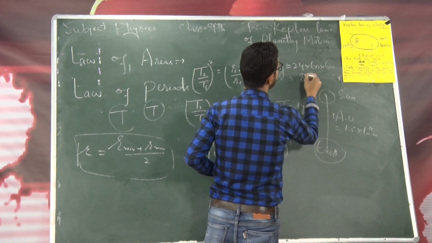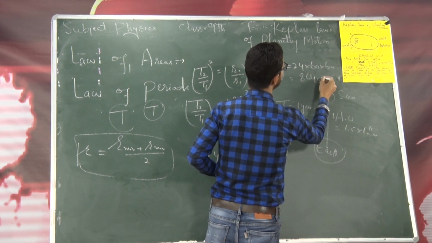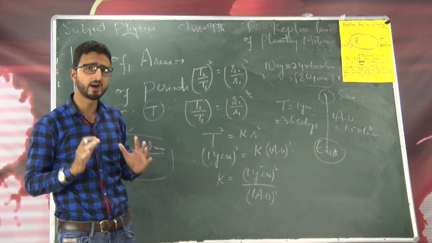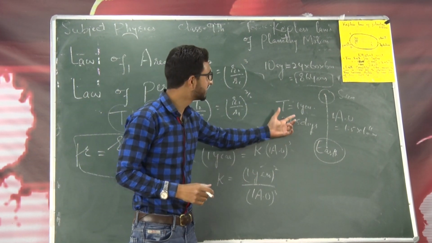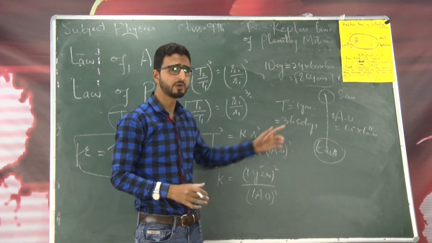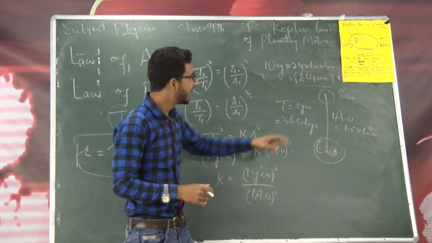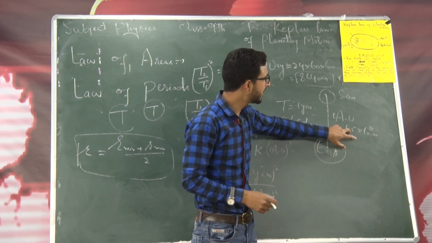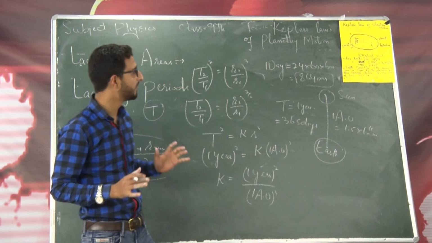You can see this is 86400 seconds. So 86400 seconds are there in 1 day. Simply you have to multiply this by 365. You will get the number of seconds in a year, because the SI unit of time is second. And I have already converted astronomical unit into meter. This is 1.5 into 10 raised power 11 meter.